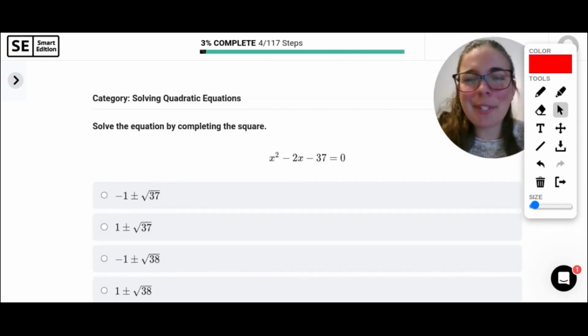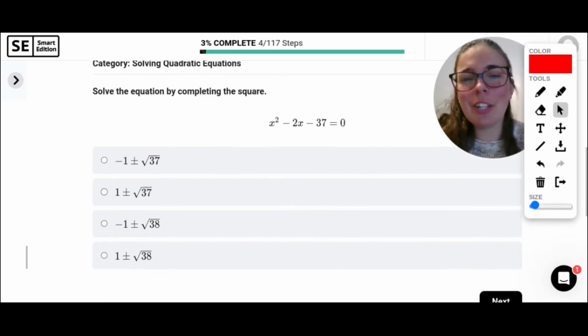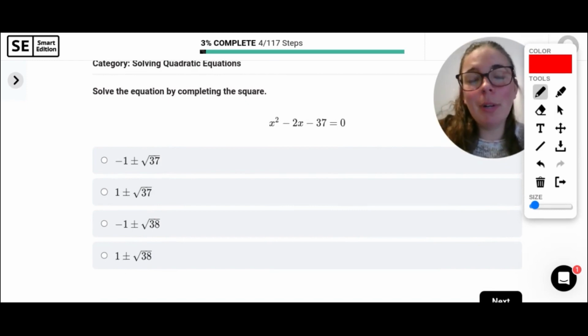All right, let's try this next one. Solve the equation by completing the square. So the fact that this tells us to complete the square, I'm going to do it in that way. If you had another strategy that you wanted to use, it's a multiple choice question. So you could use another strategy as long as you get one of these answers, then you're good to go.